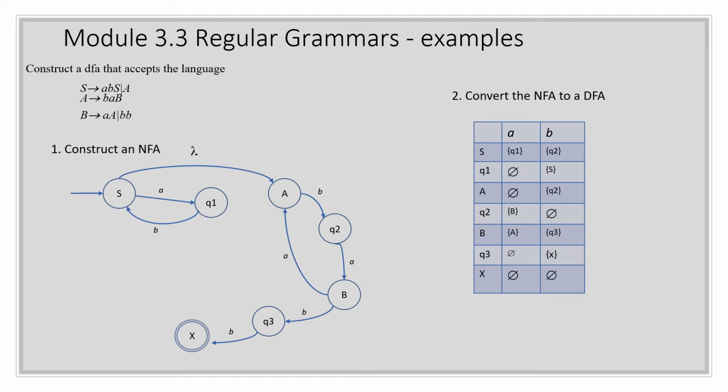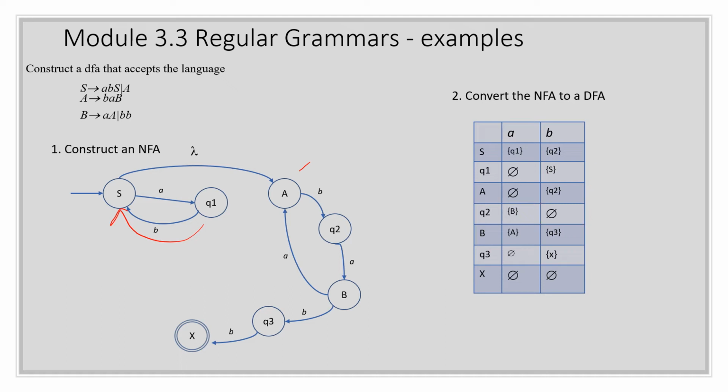If you're in Q1 with an A, it's not defined, but Q1 with a B is going to go to state S. If you are in state A with an A, it's not defined. With a B, it takes you to Q2. If you're in Q2 with an A, you go to state B, and with a B, it's not defined. If you're in B with an A, you go to state A, and with a B, you go to Q3. If you're in Q3 with an A, it's not defined. We don't know because this is an NFA. And with a B, you go to state X, and X is an accepting state, but we do not have any of the transitions defined for state S.